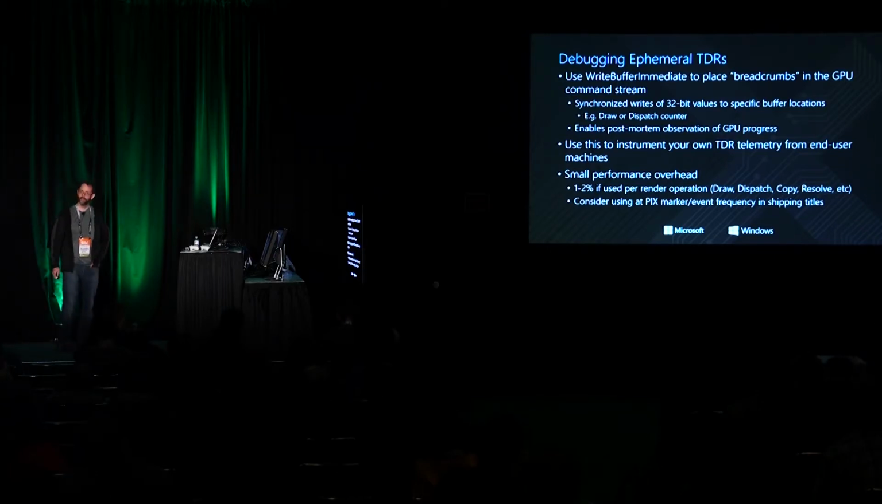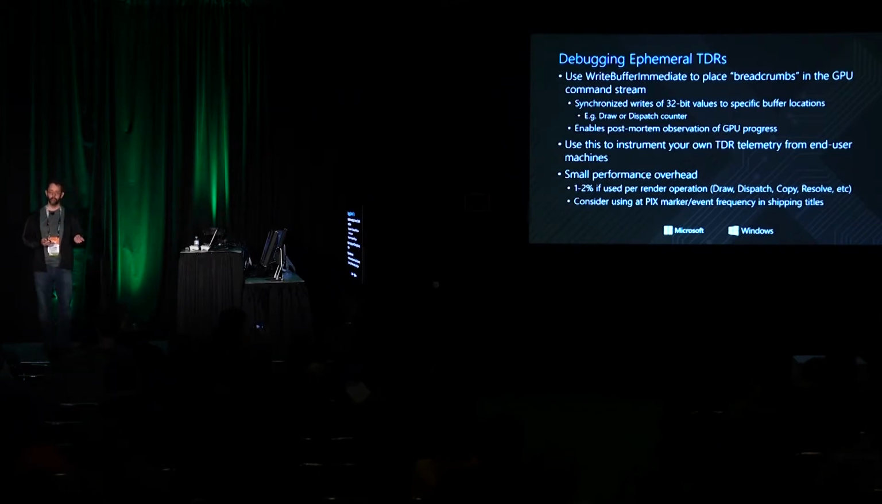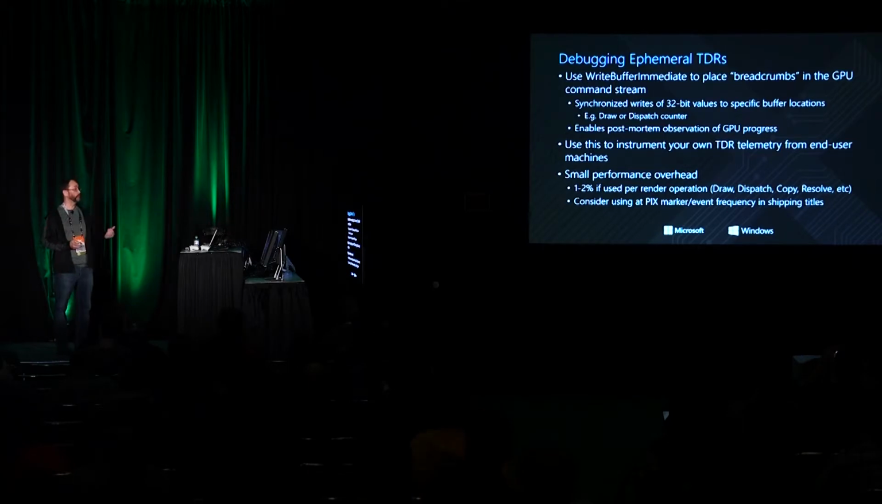So the sporadic TDRs that don't happen under all conditions or happen at random points deep into play on some customer's machine that you don't have access to or in a lab that's hard to reproduce. We have an API that's been around since RS3, but I think we need to work on evangelizing this a little bit better, because you can use write buffer immediate to place breadcrumbs into a buffer that tell you how far the GPU got before a TDR occurred.